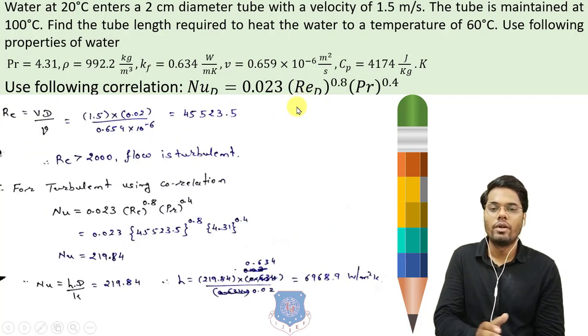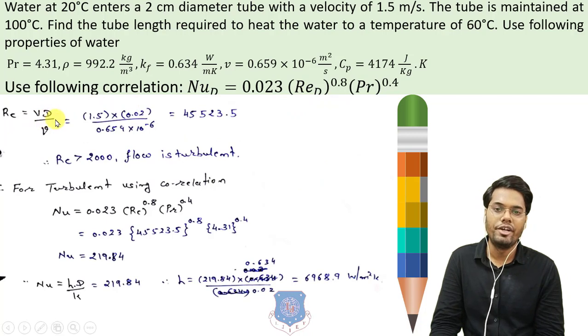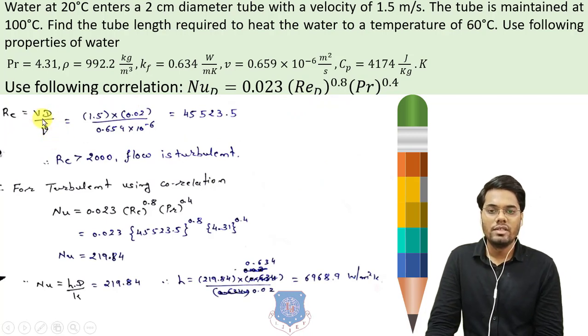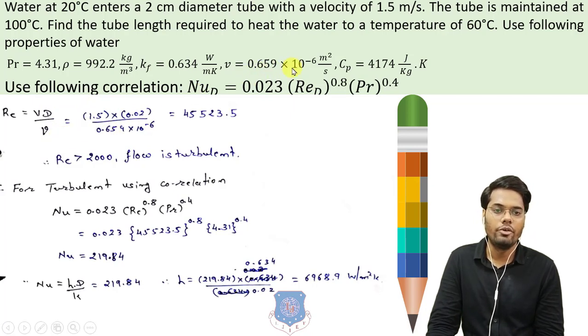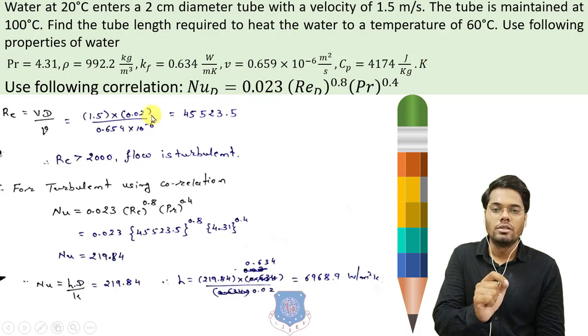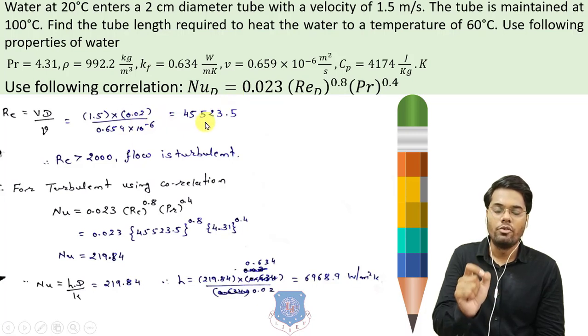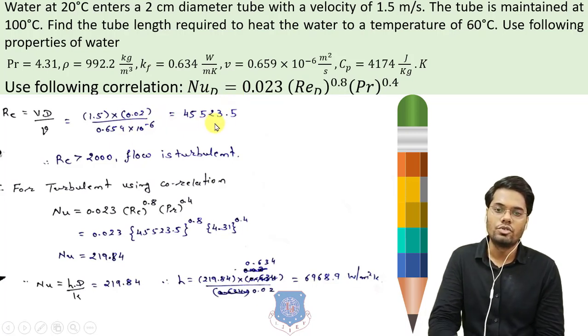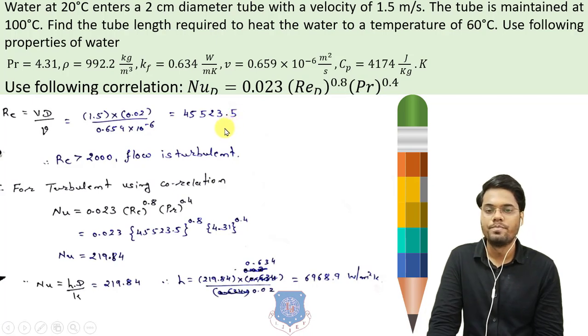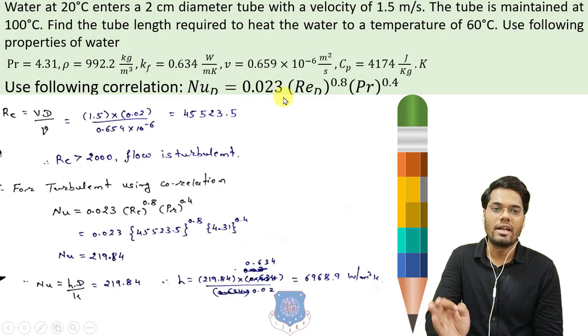So we can easily find the value of Reynolds number by using this equation, Vd by nu. Here V is our velocity, which is 1.5, d is diameter, and nu is viscosity, which is 0.659 into 10 raised to minus 6. By solving these values, we will get the Reynolds number as 45523.5, which is greater than 2000, so the flow is turbulent. Now using this correlation of Nusselt with Reynolds and Prandtl, we will get the value of Nusselt as 219.84.